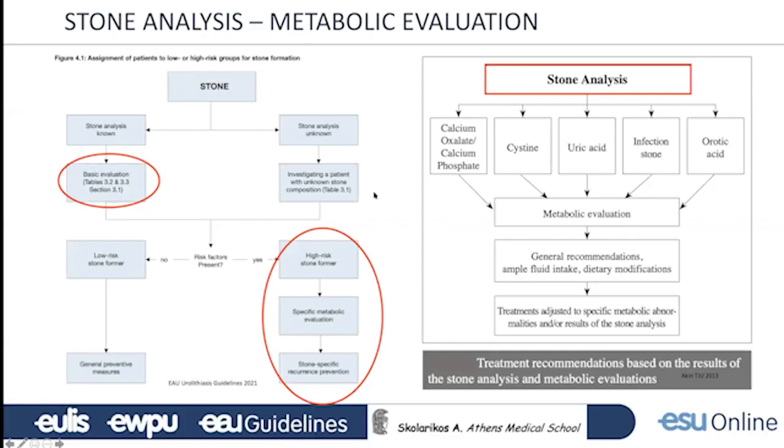To start with, when you operate on a patient, and especially on a child, you should take a fragment for stone analysis. After that, you should do the basic evaluation. As I said, because children are considered high-risk stone formers, you should perform a specific metabolic evaluation and treat accordingly to the stone type and the metabolic problem.